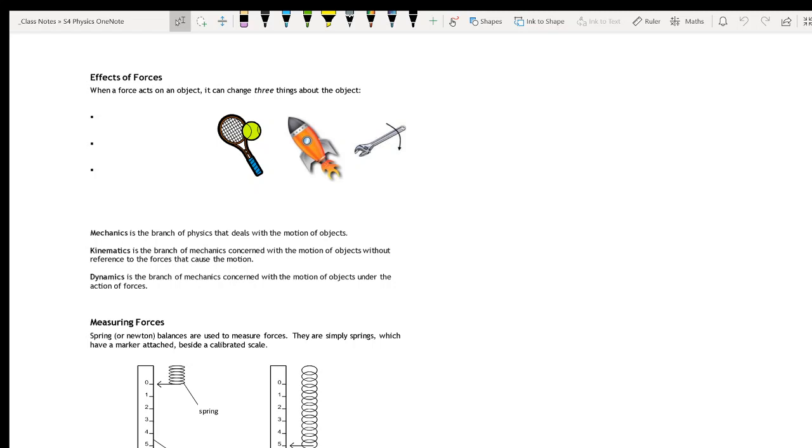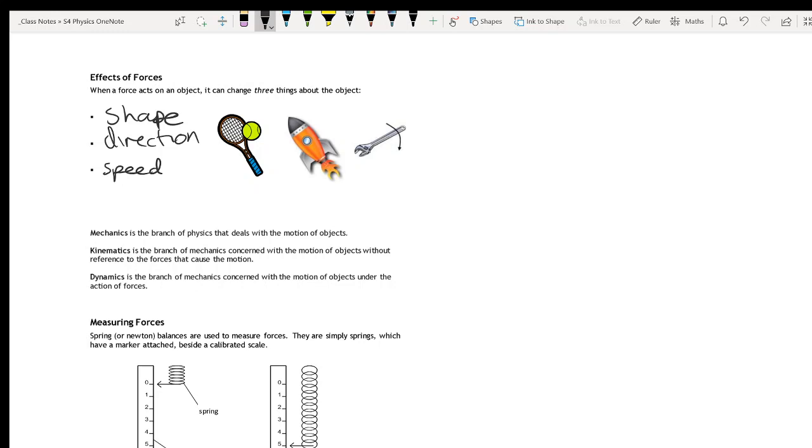Effects of forces. When a force acts on an object, it can change three things about the object. Can anyone give me one? Mitchell. Yep. One more. James. What shape? There we go. If you were here in second year, you've done this already. If you weren't, you've probably come across this already.